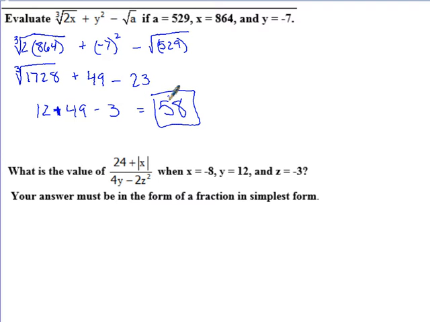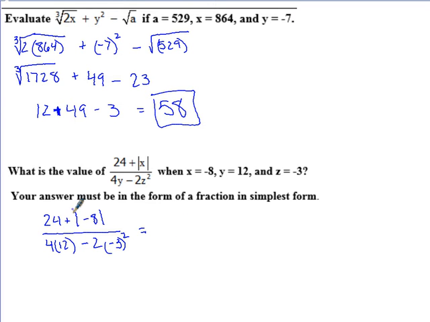Alright, what is the value of 24 plus the absolute value of x, divided by 4y minus 2z squared? And then they give me numbers for x, y, and z. So again, I'm going to substitute: 24 plus the absolute value of negative 8, divided by 4 times 12 minus 2 times negative 3 squared. Again, substituting inside parentheses. So I need to simplify the top as much as I can, and then the bottom as much as I can, and then the last thing I'm going to do is division.